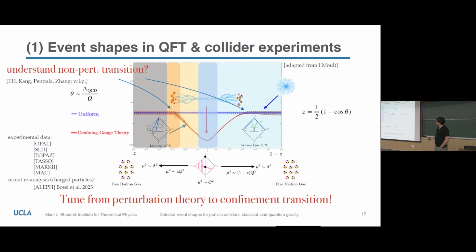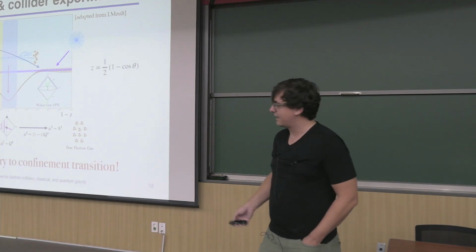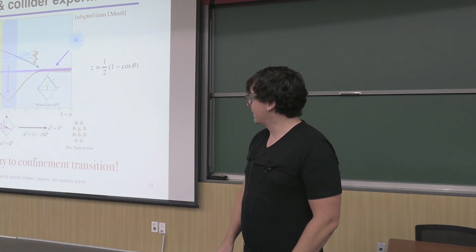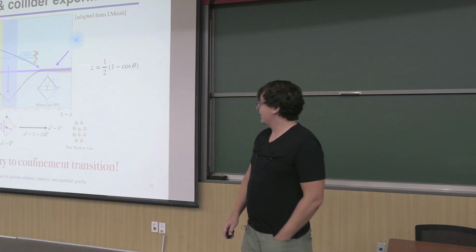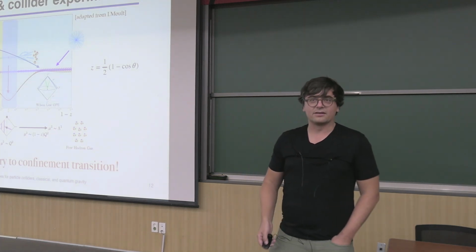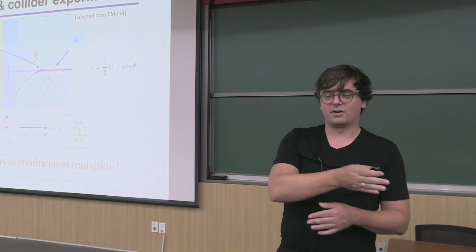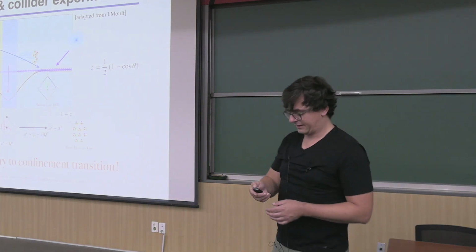And the nice thing is there's actually a lot of data. There's a bunch of data that you can match your theory predictions onto. All of this data is mostly from the 80s and 90s, so some old e+e- data. But also for charged particles, there's a recent reanalysis of experimental data that allows you to make more predictions. So this is a very interesting observable, where you have everything from perturbation theory to resummation to non-perturbative effects.